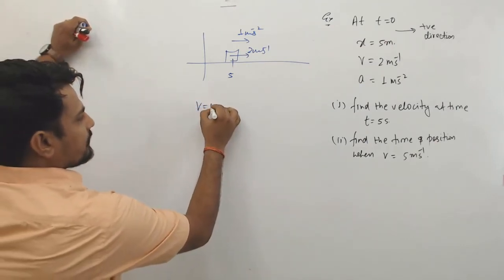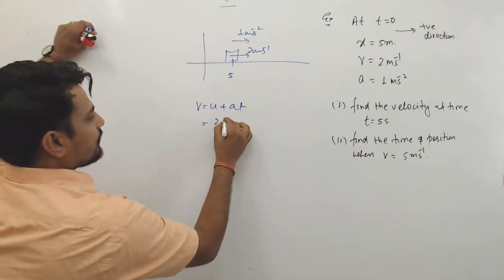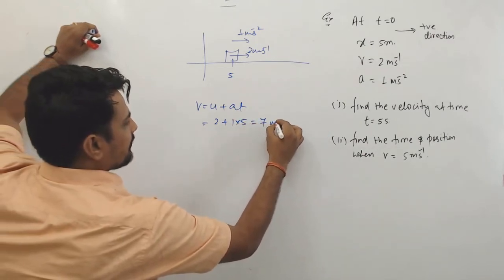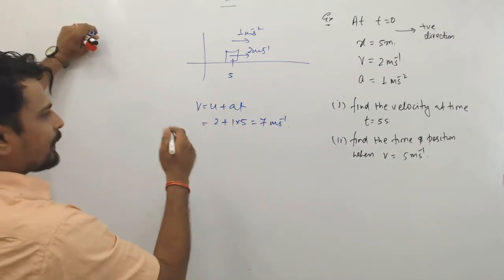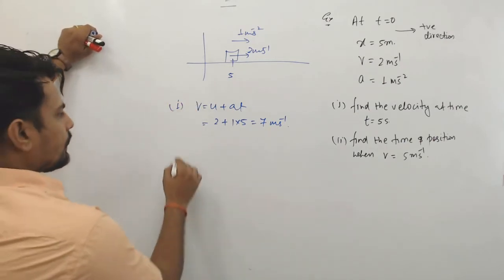So we know that v is equals to u plus at. U is how much? 2. A is how much? 1. Time is how much? 5. So this is going to be 7 meter per second. Chalo aasani se ban gaya, koi dikkat nahi. Number 1 is quite an easy one to do. Agree all of you? Chalo number 2 pe aate hain.